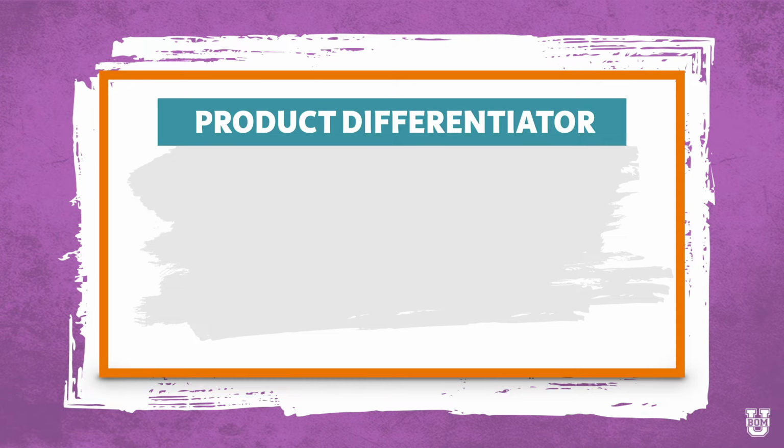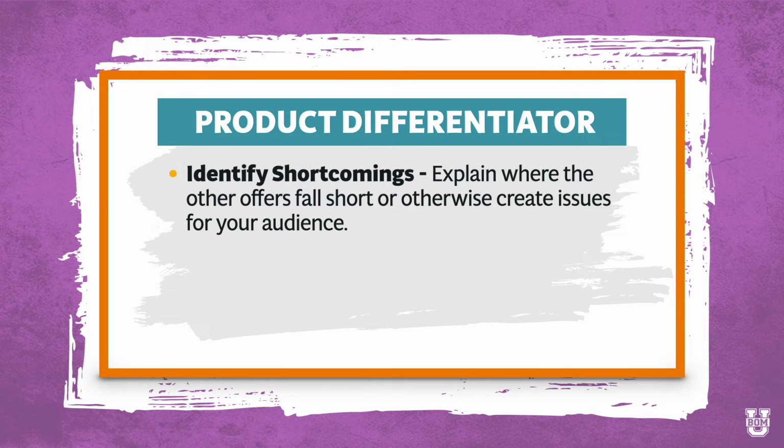So let's talk quickly about how you do this. To create the differentiator, you identify the shortcomings. Explain where the other offers fall short or otherwise create issues for your audience. This is some of the work you should have been doing in developing your product or your offer in the first place. Say, what are other people doing, and why is it not working? Why are the other solutions not solving my audience's problems?